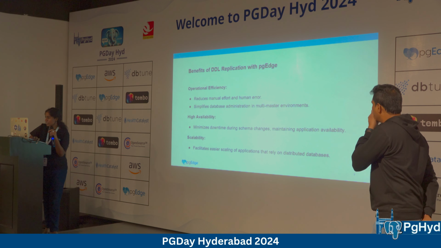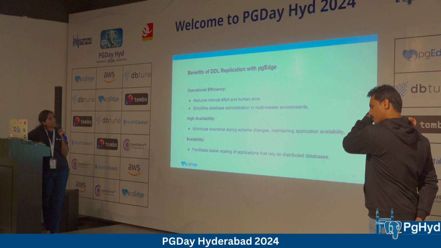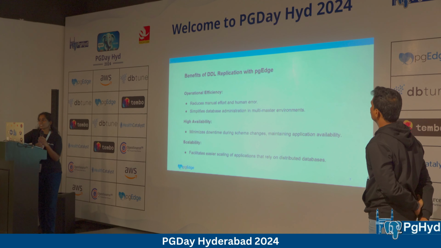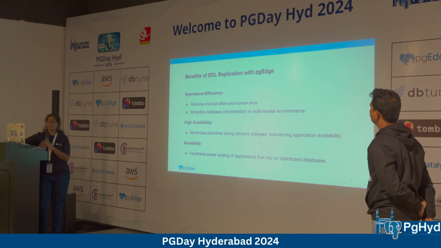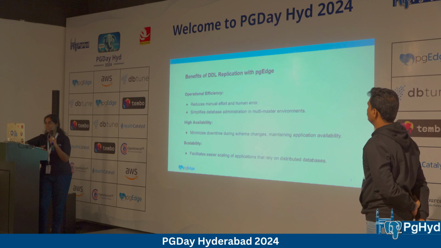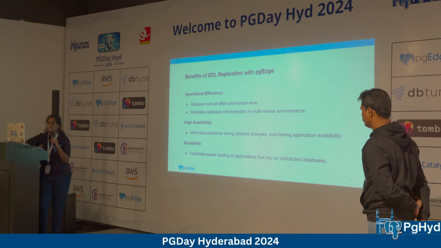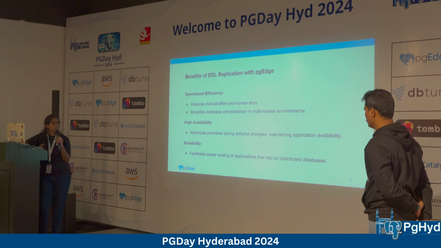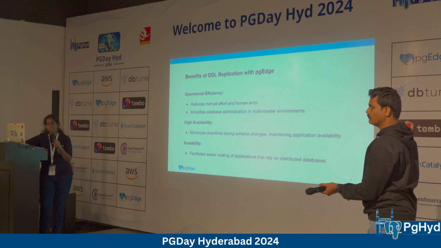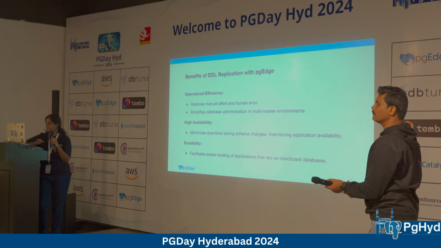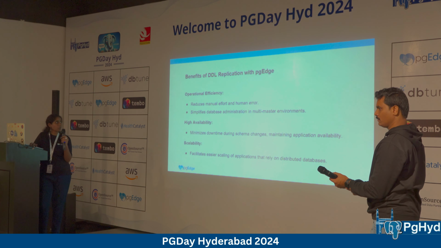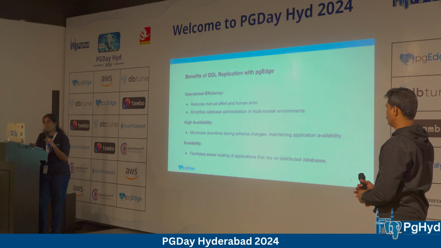With pgEdge DDL replication, the company can apply these schema changes on its primary database, and it can be seamlessly replicated to all the replicas without any downtime. So this means there is no interruption in the service during the high traffic periods. And developers and DBAs can push their updates frequently, maintaining a level of operational efficiency over there.